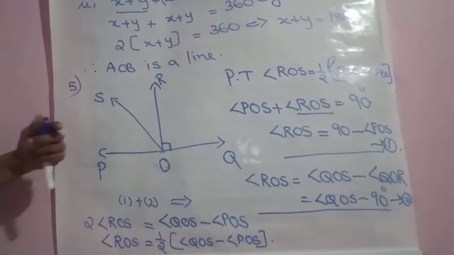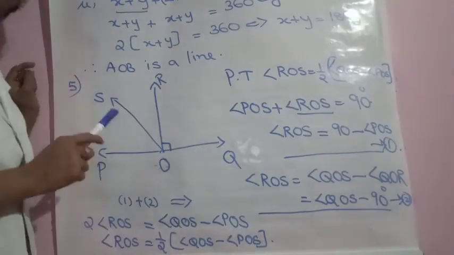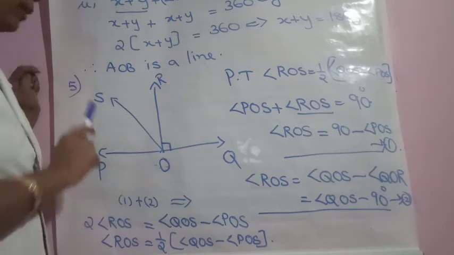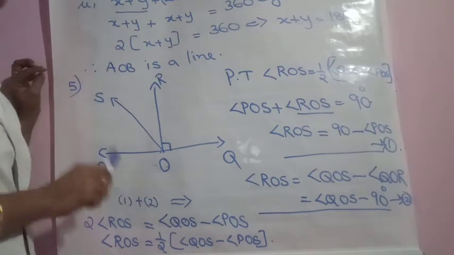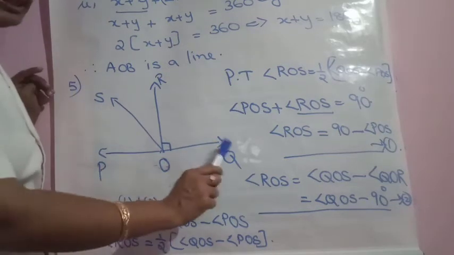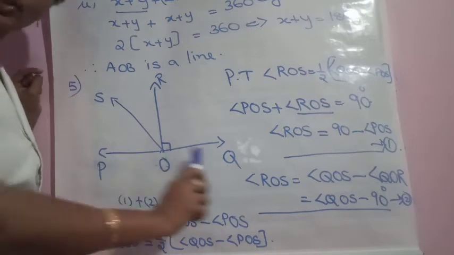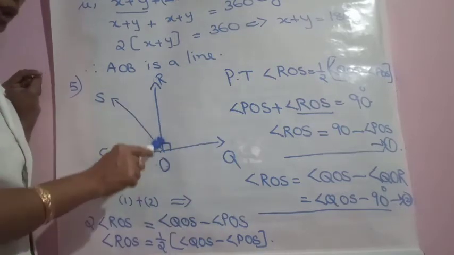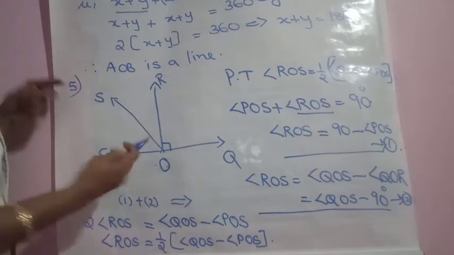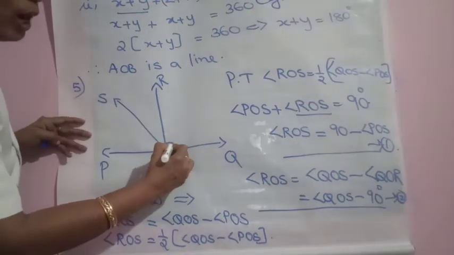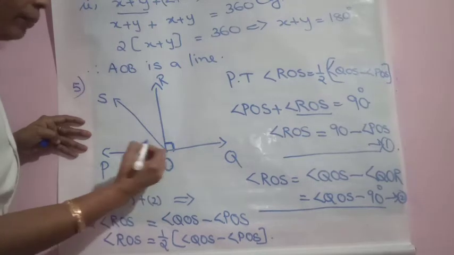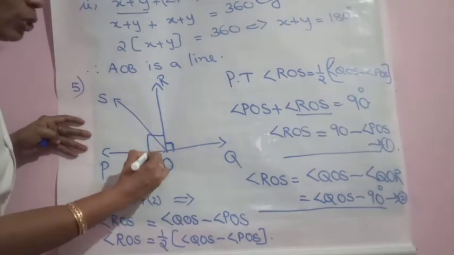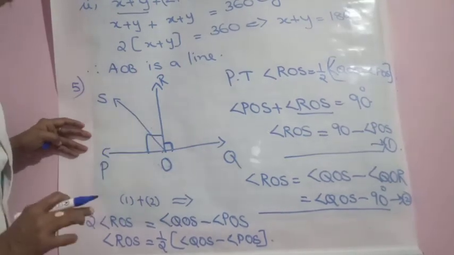Let us move to our fifth question. The teacher already told you, the teacher is not writing the question, only the answer. So go through the question from your textbook. In the fifth question, they told you that POQ is a line. We can see that it's a straight line. OR is a perpendicular one. So what will be the angle formed here? QOR equal to 90 degrees. Similarly, on the right side, these two together also give 90 degrees.